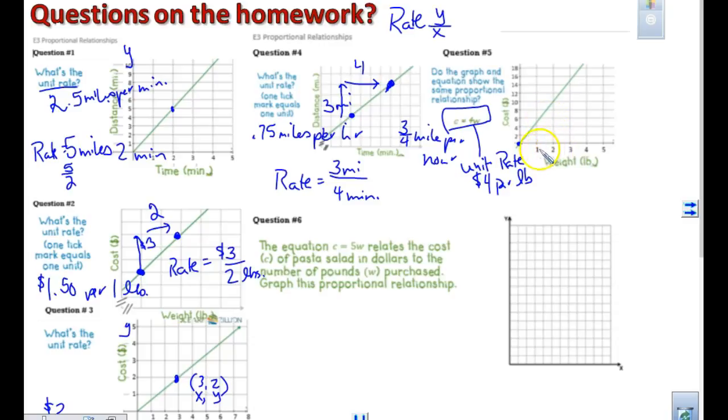5. How'd you get 5? Because I looked for the 2. Okay. And I went up and I got 10. 10 divided by 2. So on this one, our unit rate was actually $5 per pound. So once I have these two, I can actually answer the question. Do they have the same proportional relationship? No.